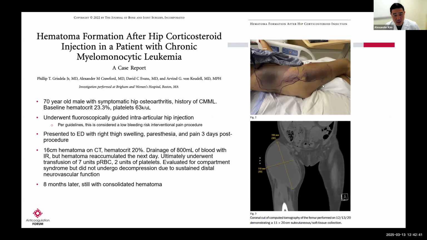You can see in this image on the top right, from visual inspection, there's a large hematoma, and on this CAT scan on the bottom right, there's this large hematoma that's identified. The patient had 800 milliliters of blood drained by IR, but then the hematoma reaccumulated the next day. Ultimately, the patient underwent a transfusion of 7 packed cells and 2 units of platelets. Thankfully, they didn't have to undergo a fasciotomy for any compartment syndrome, but 8 months later still had a consolidated hematoma. Again, the recurring theme: a lot of morbidity for a completely elective procedure.